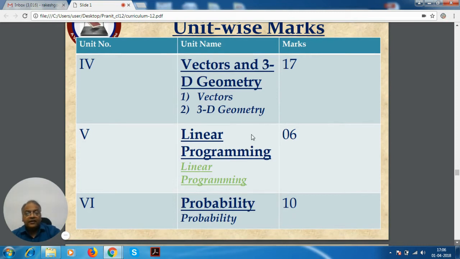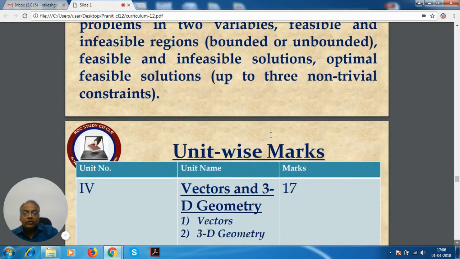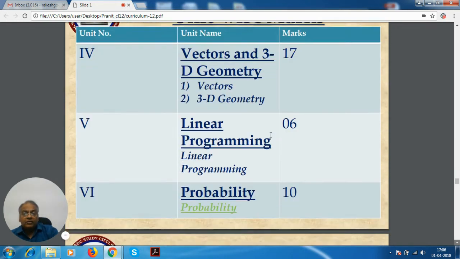The fifth unit is linear programming, and the topic is also linear programming only. So, introduction of linear programming, related terminologies such as constraints, objective function, optimization, they will be used in the linear programming problems. And different types of linear programming problems, mathematical formulation of LPP, graphical method of solution of problems in two variables. Then feasible and infeasible region, bounded or unbounded, feasible and infeasible solutions, optimal feasible solutions. So that was unit number 5.